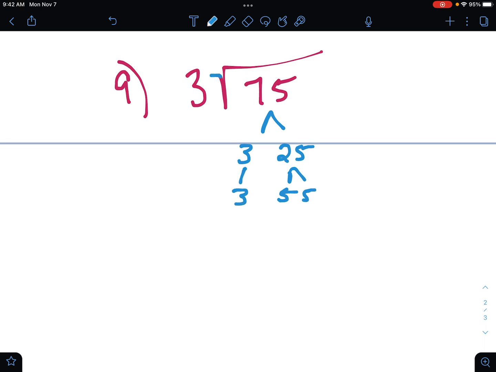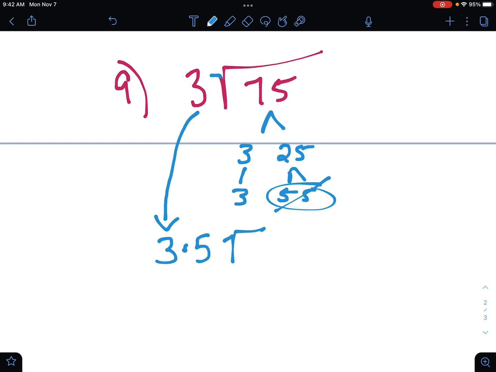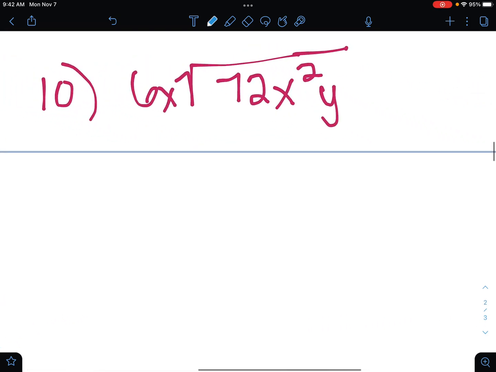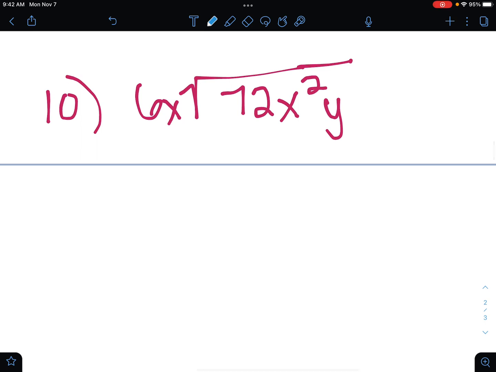This one doesn't have anything in the little chair, so we're going to circle groups of 2, so I have a group of 5s. Here's what you have to remember. Bring the 3 down. Pull out your groups. I have a group of 5, so I pull a 5 out, and then I have a 3 that stays inside. And then same process. Multiply what's on the outside, multiply anything that's on the inside, and there's your simplified version. You guys try number 10.